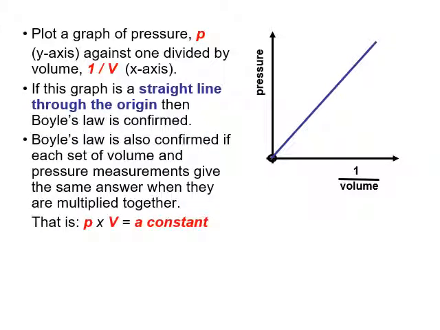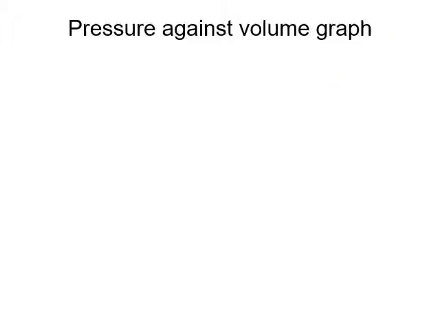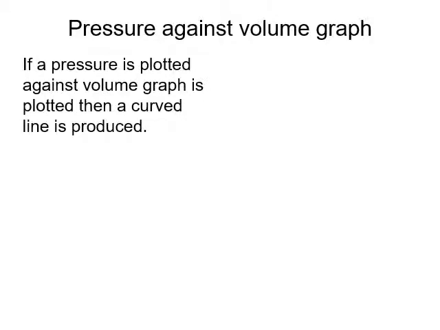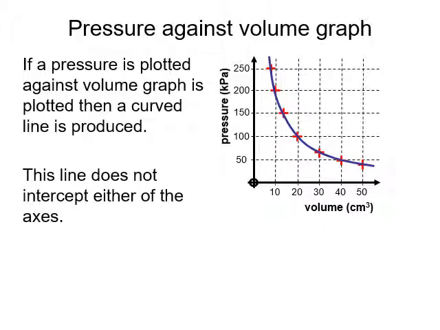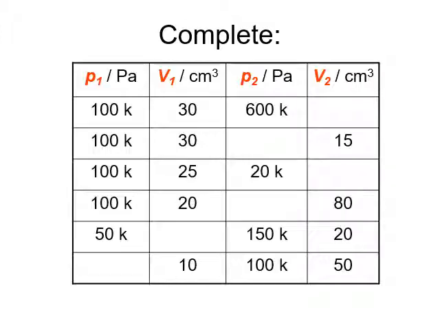Okay, so Boyle's Law is confirmed if the set of volume and pressure measurements give the same answer when multiplied together. So P times V should be a constant. So if you do a pressure and volume graph, you get a curved line like this, okay? And what that's saying is that the line doesn't intercept either of the axes, which is an example of an inverse relation.